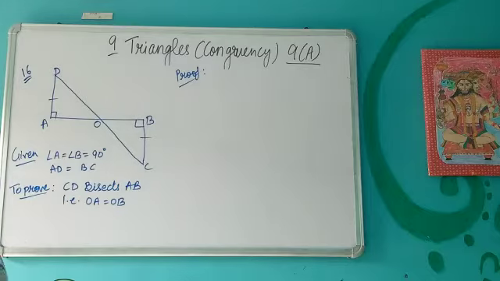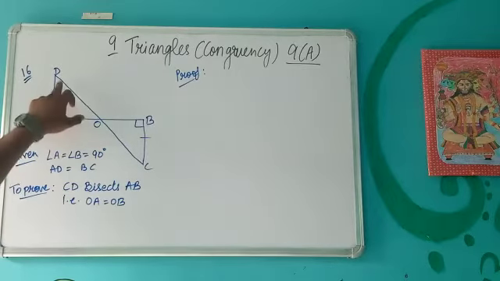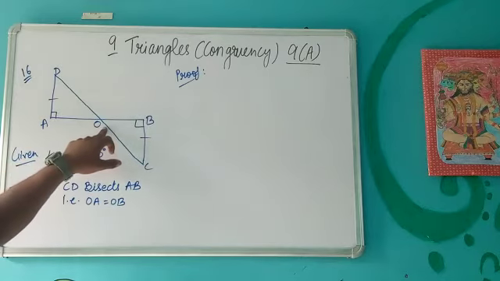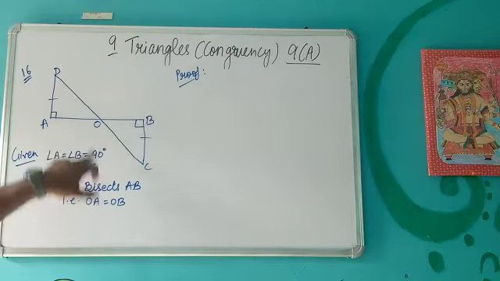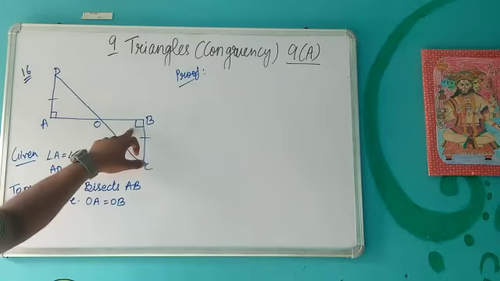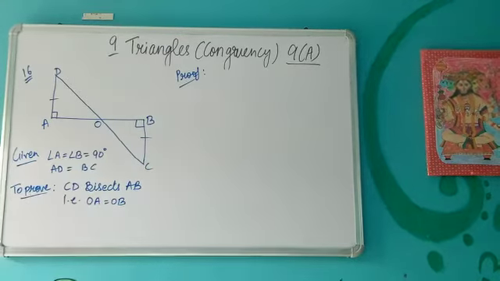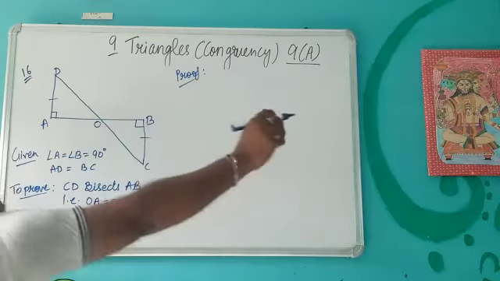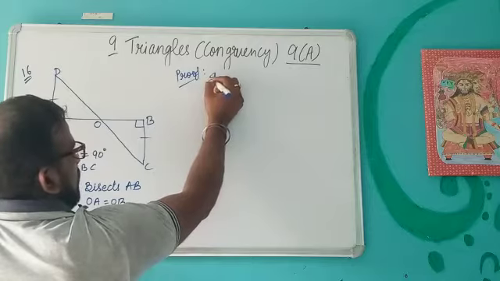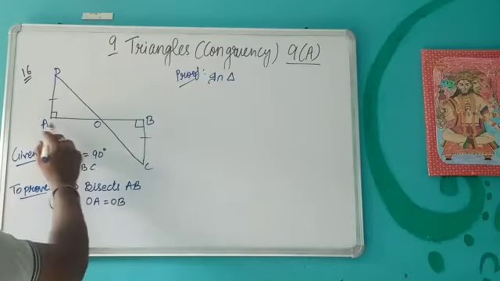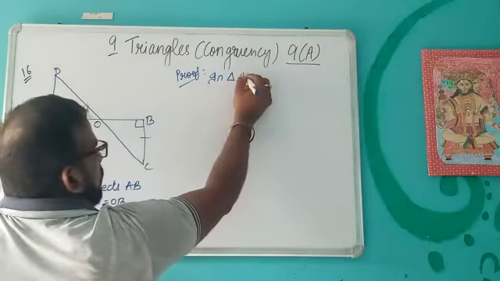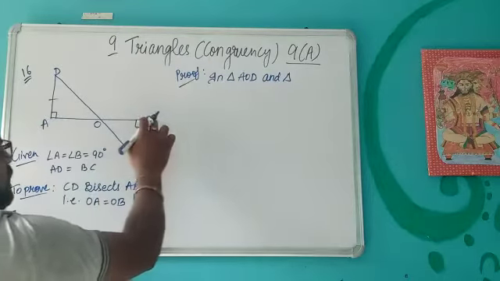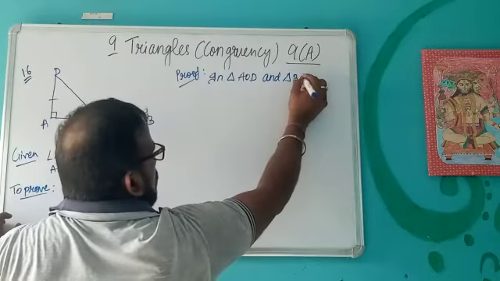CD bisects AB. We have done so many questions like this now. This is CD, this is AB. Bisects means I have taken an intersection point as O. So CD bisects AB means OA equal to OB. If we can prove that, then CD will be bisecting AB. So let's start. Proof first. Straight away we will take triangle AOD and triangle opposite to A is B, triangle BOC.